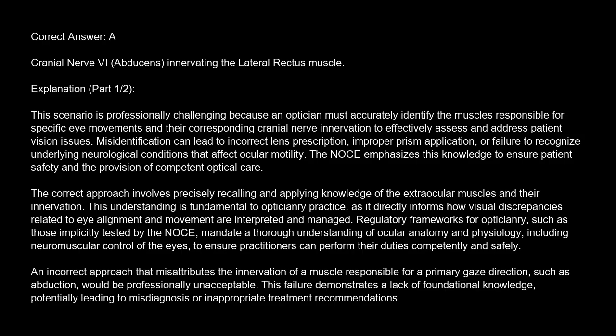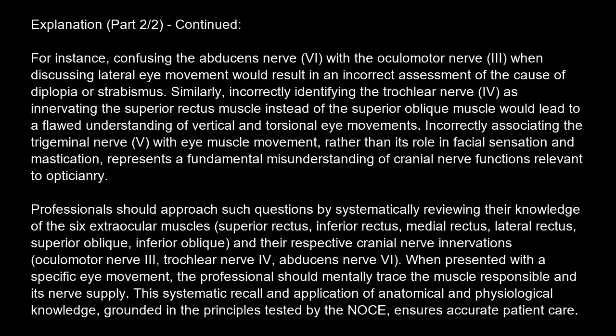An incorrect approach that misattributes the innervation of a muscle responsible for a primary gaze direction, such as abduction, would be professionally unacceptable. This failure demonstrates a lack of foundational knowledge, potentially leading to misdiagnosis or inappropriate treatment recommendations. For instance, confusing the abducens nerve VI with the oculomotor nerve III when discussing lateral eye movement would result in an incorrect assessment of the cause of diplopia or strabismus.